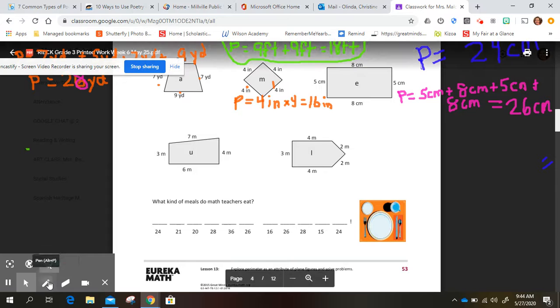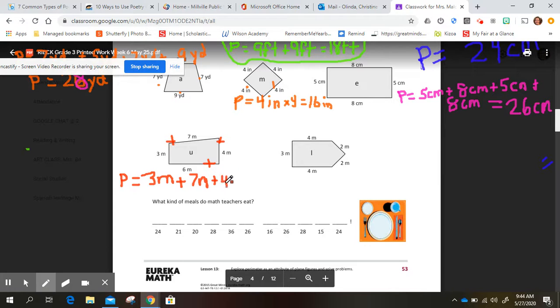All right. And so now it says 3 plus 7 plus 4 plus 6. All I want to do is add these sides, all of them together. So the perimeter equals 3 meters plus 7 meters plus 4 meters plus 6 meters. So 7 plus 3 is 10, plus 4 more is 14, plus 6 more is 20. So the perimeter equals 20 meters.